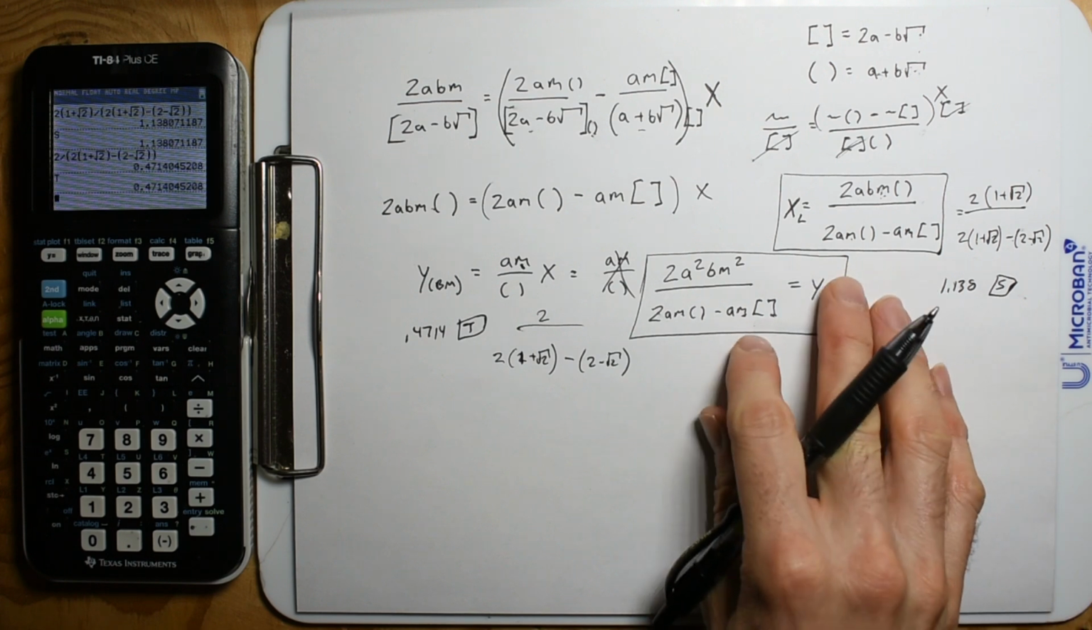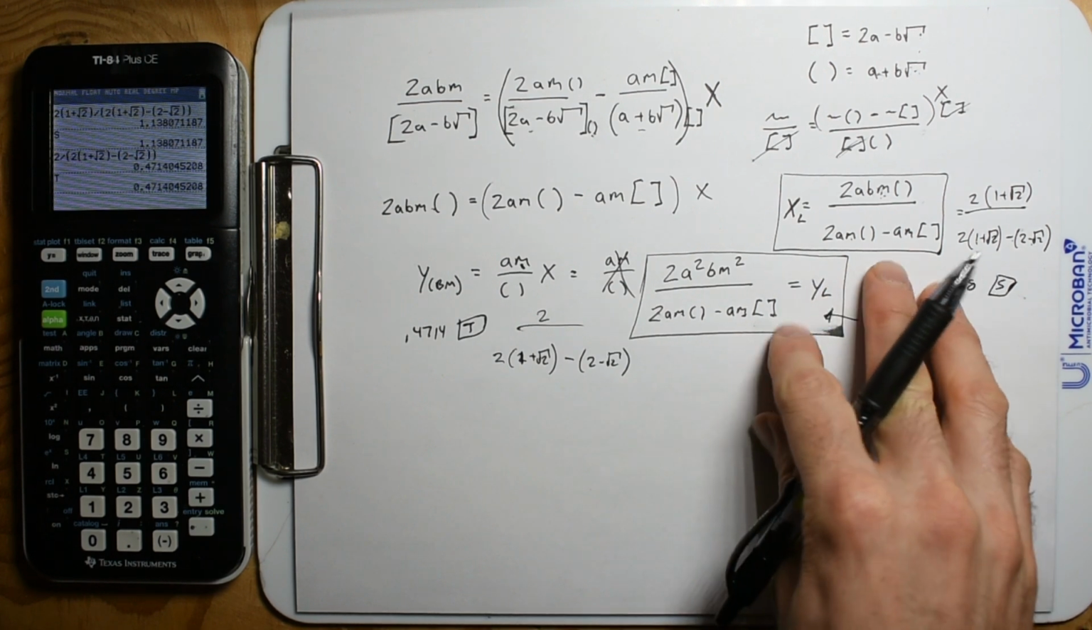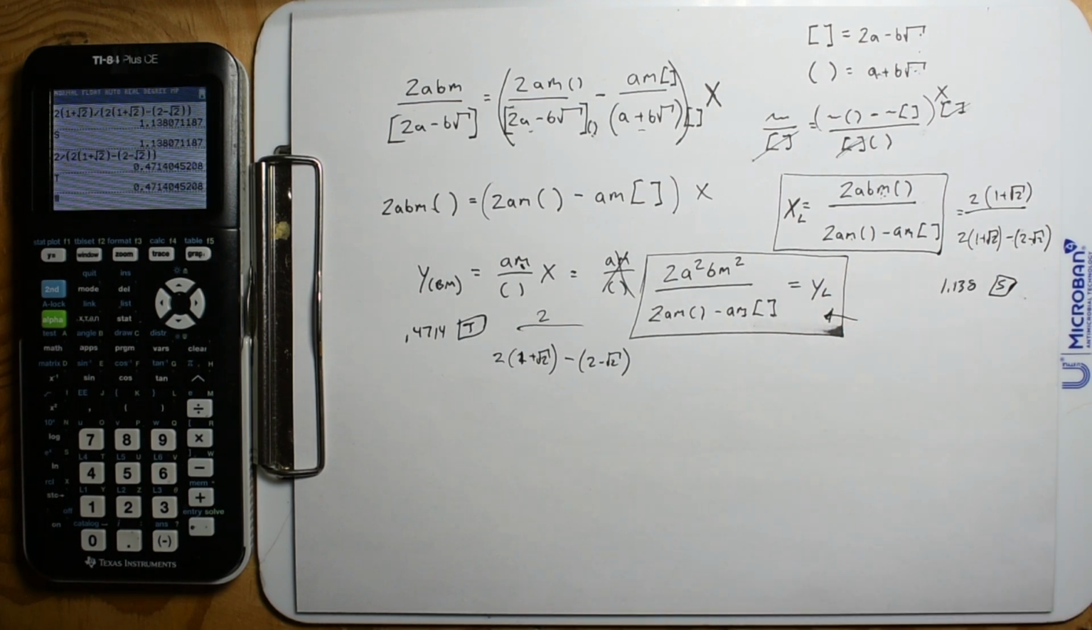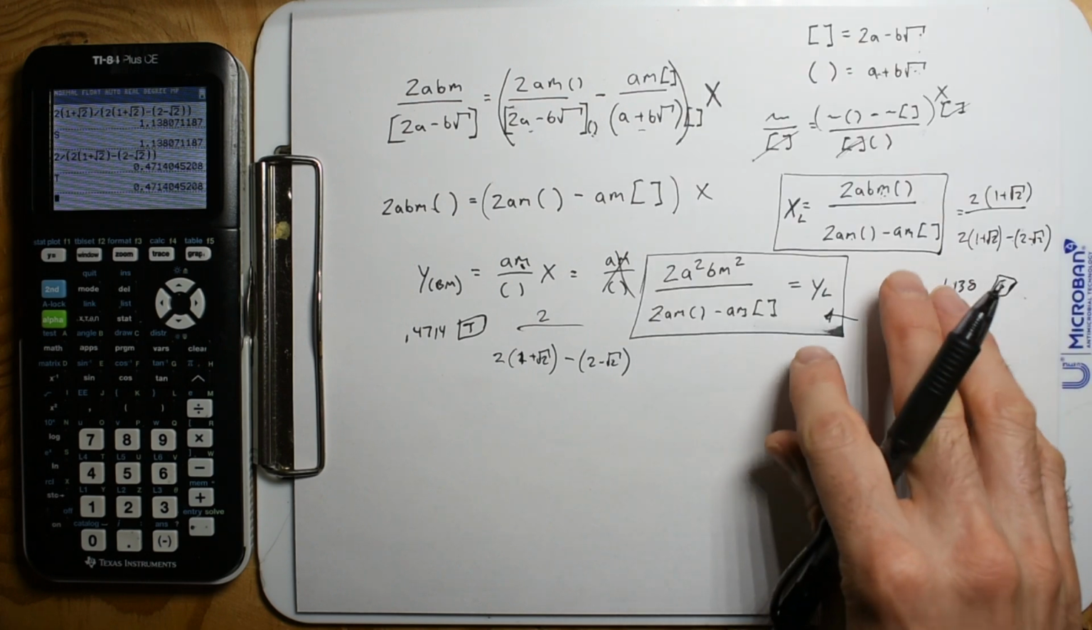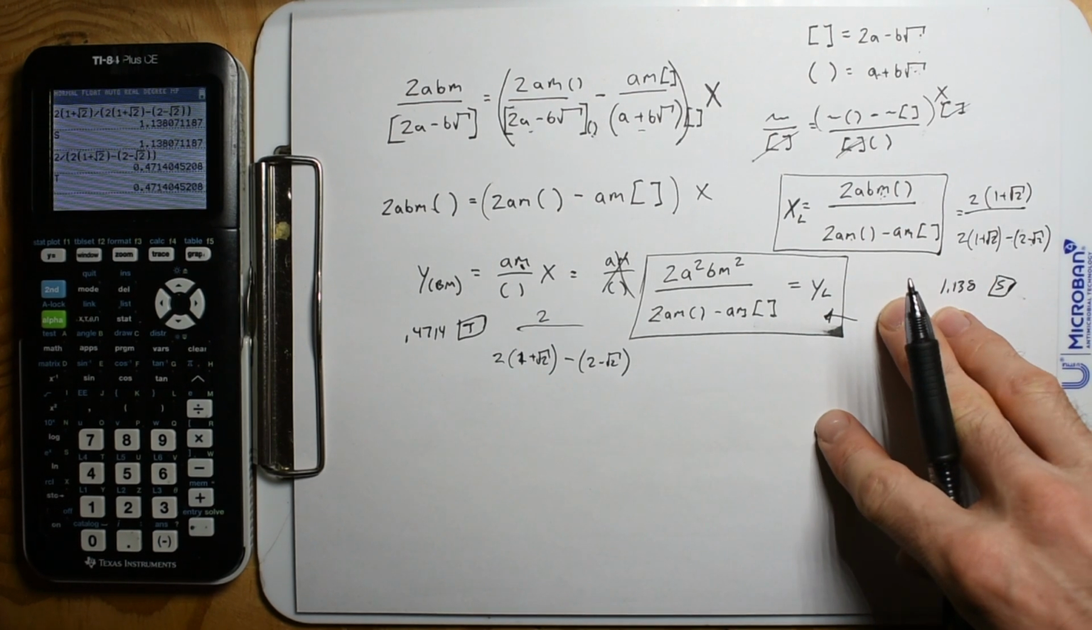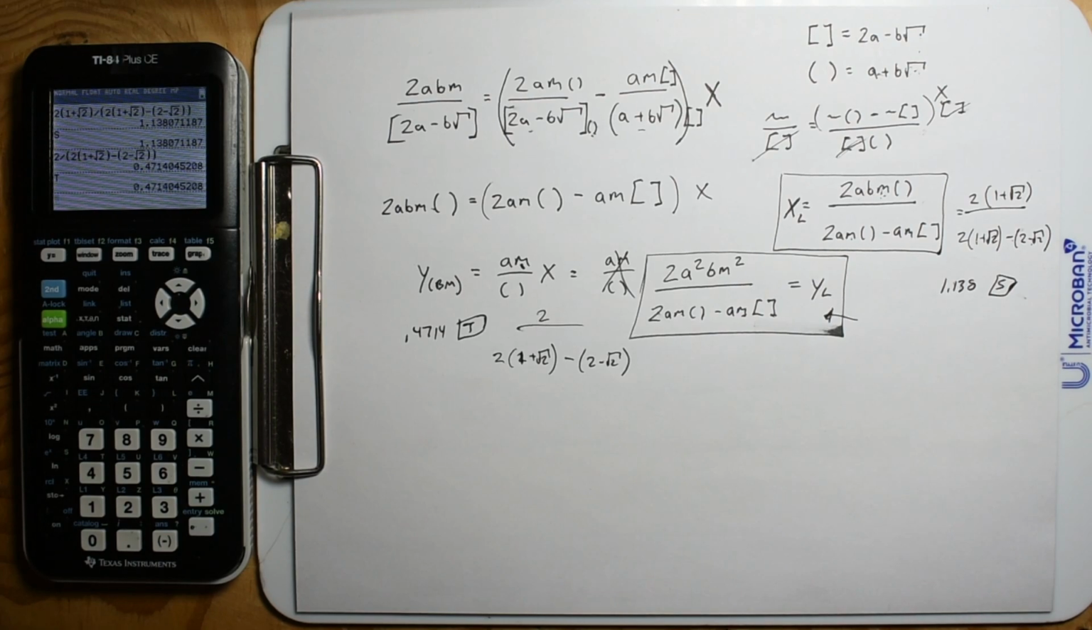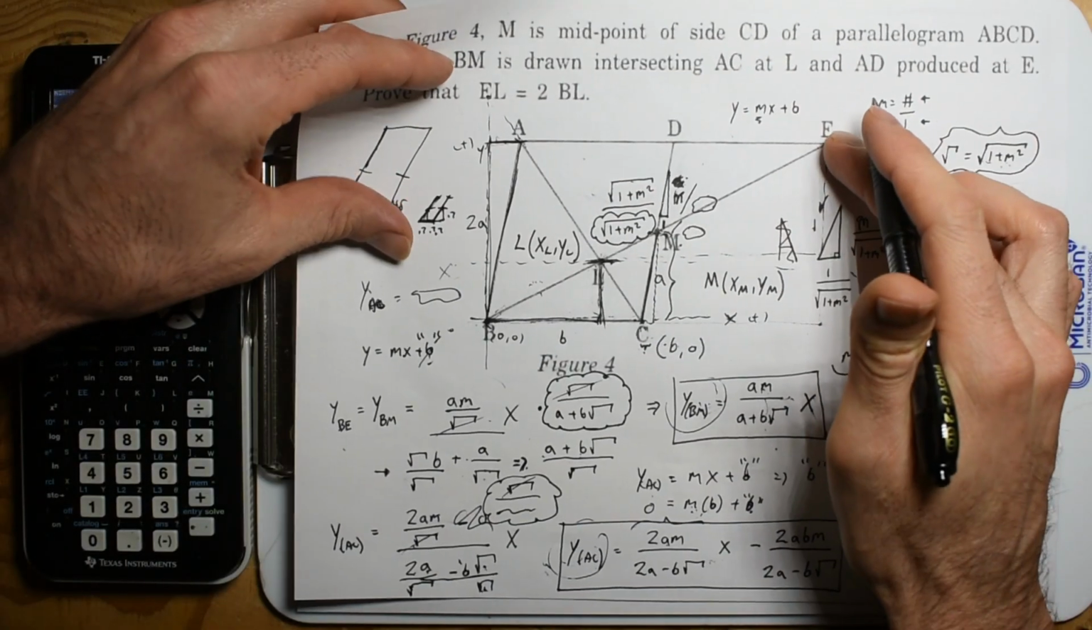I am going to simplify. Should we simplify this now? I don't think we have to. I think we should simplify at the end. Okay, hell yeah. So now we need the points for E.